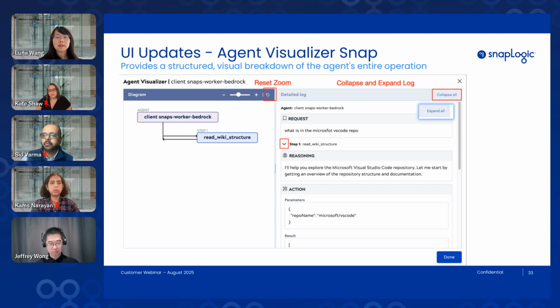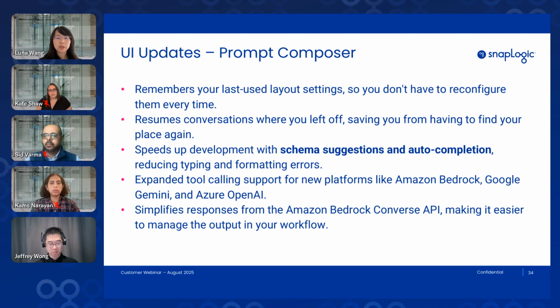And the next one is the prompt composer. It also has some great usability upgrades, including automatic saving of your layout, your conversation, and settings. But a particularly useful new feature that I want to highlight here is schema suggestion and auto-completion.